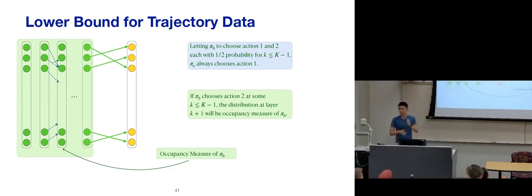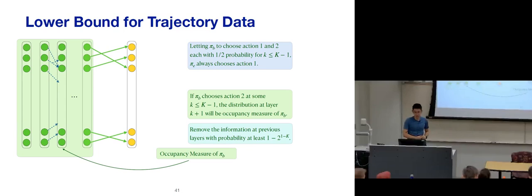We know that among the offline data, if the policy chooses action 1 in at least one layer, then the next layer's distribution will go back to the admissible data distribution, because every state will induce the same next layer. So this will erase the information collected in the previous layers, and we can show that if we do this process for k iterations, we will remove the information with a probability at least 1 minus 1/2 to the minus k.